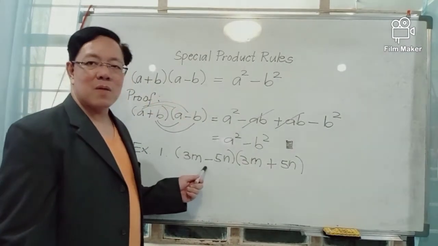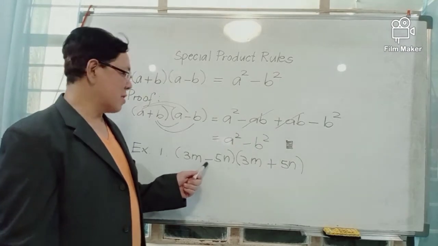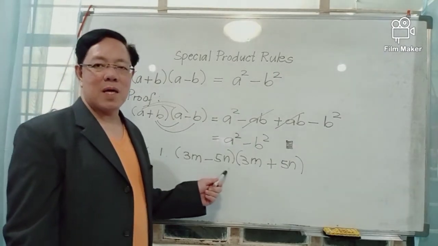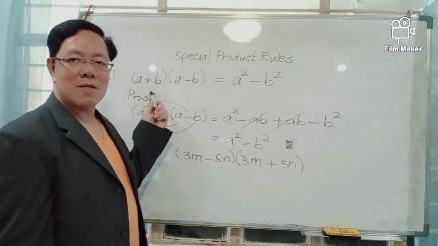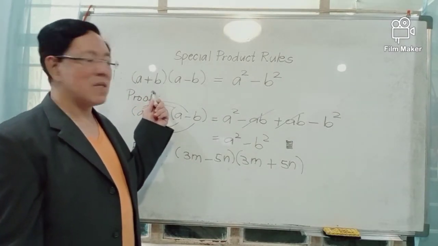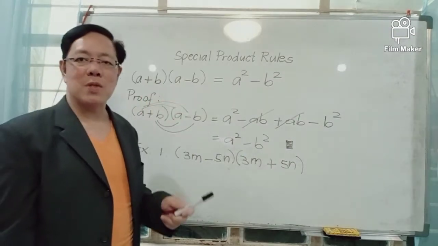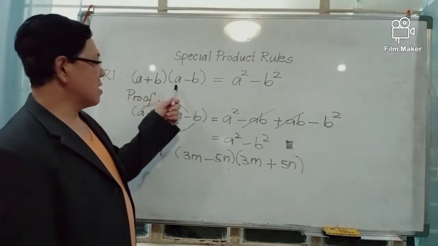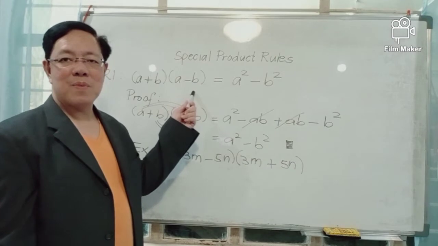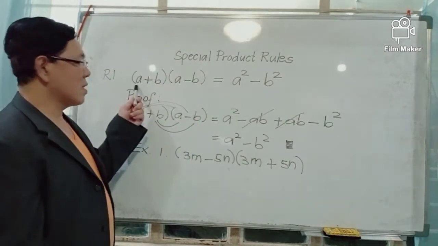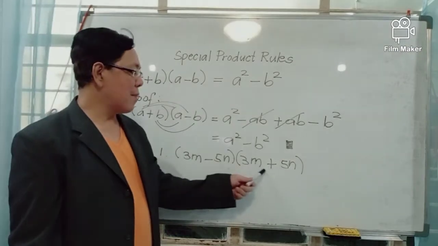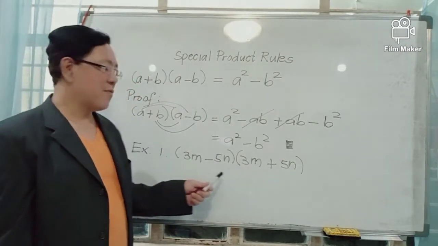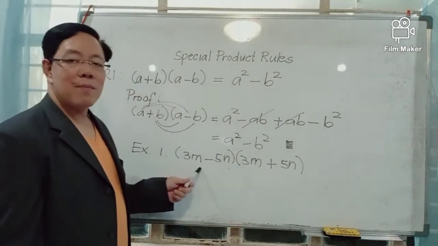But in this given, the first factor is the difference of 3m and 5n. And we can still apply this special product rule number 1 because multiplication is commutative. In this product, A minus B can come first or ahead of the factor A plus B. Also in this sum, 3m plus 5n may come before 3m minus 5n.